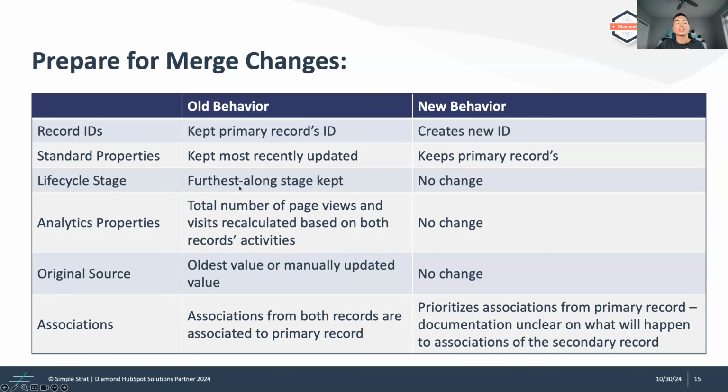So lifecycle stages, it's going to keep whatever lifecycle stage is the furthest down the funnel. Analytics properties, where it's totaling the number of page views and things like that, it's going to continue to recalculate based on the activities of both of the records being merged. Original source, it's going to continue to prioritize the oldest value or the manually updated value.